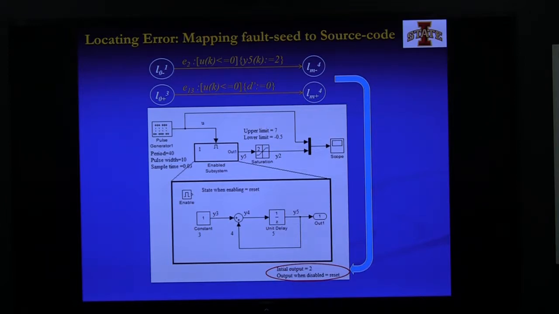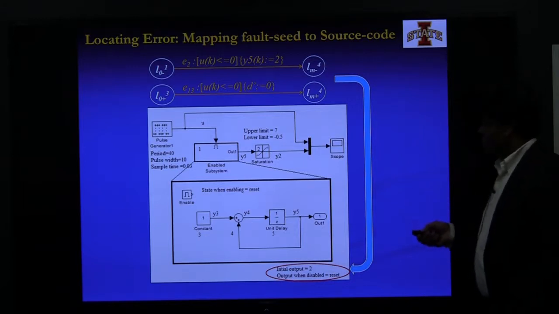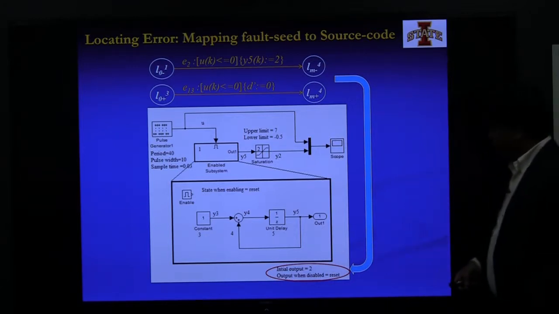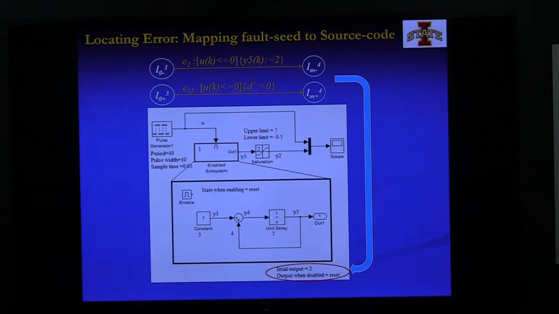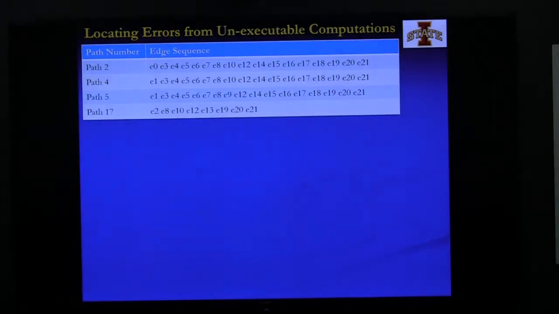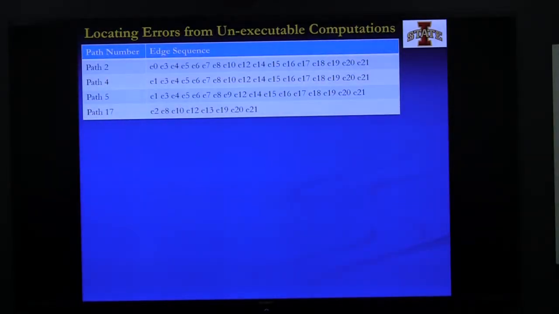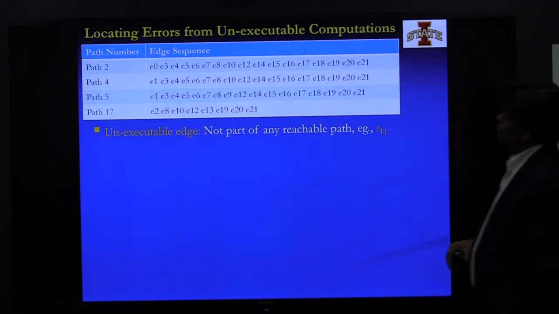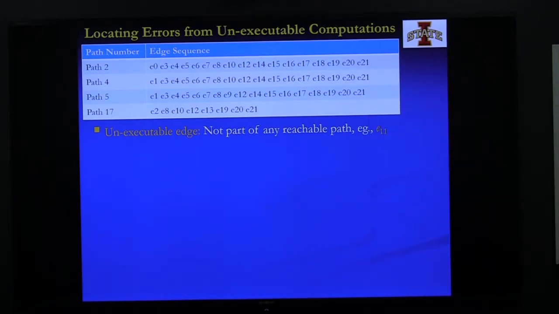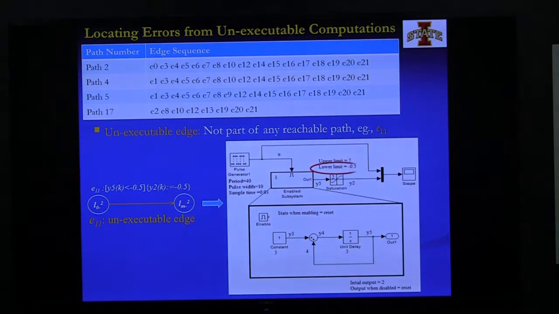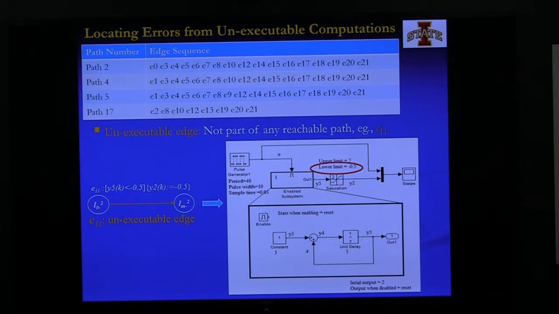So now the user or designer can be told that there is some requirement violation, and you should look into these parameters of your system. That's where the error is most likely located. Another source of error could be when a certain edge is never executed. So, for example, in all these feasible paths, edge 11 is never executed. So edge 11 can be mapped to something else in the Simulink block, and that is the saturation block corresponding to a lower threshold of minus 0.5.